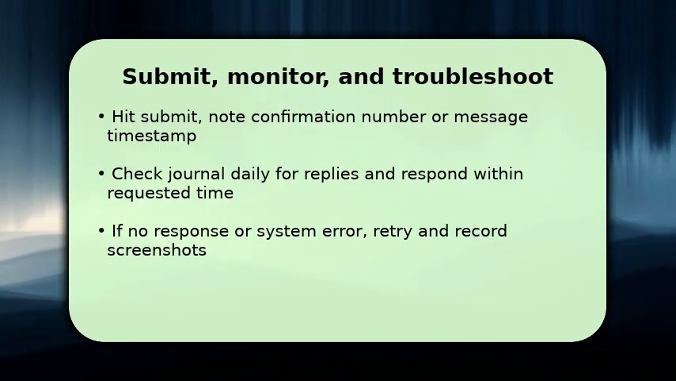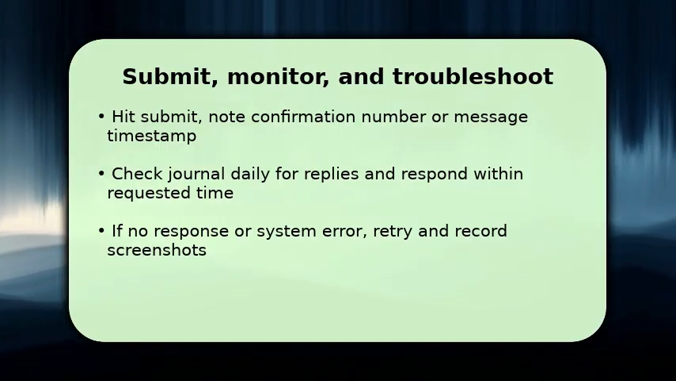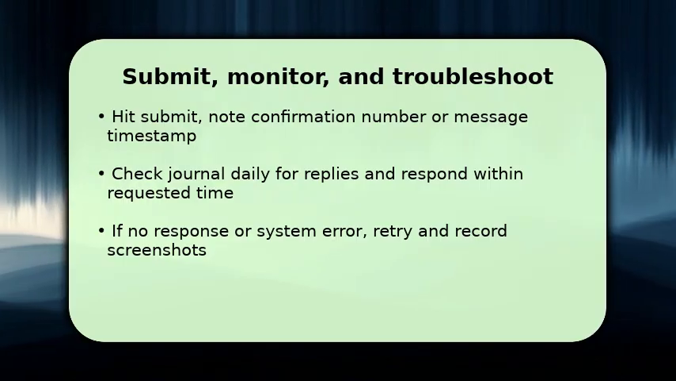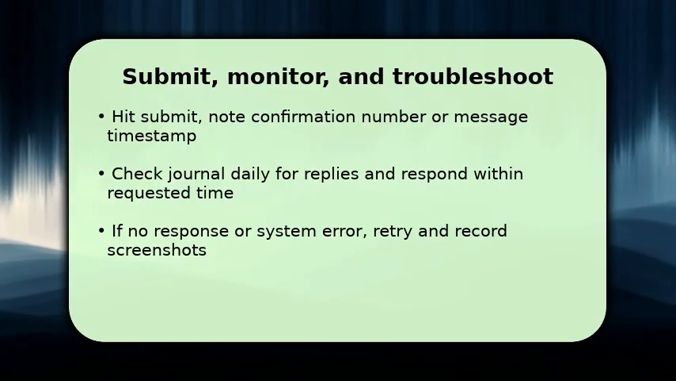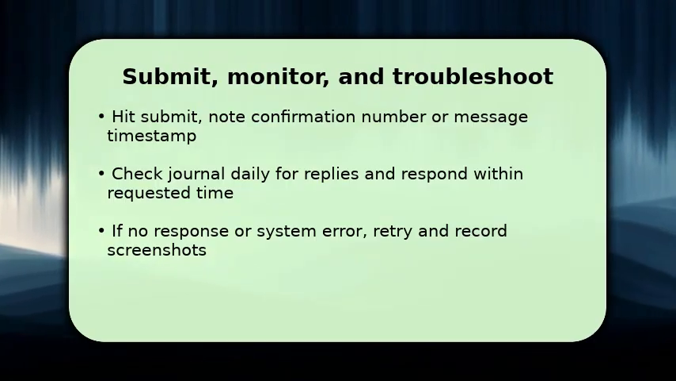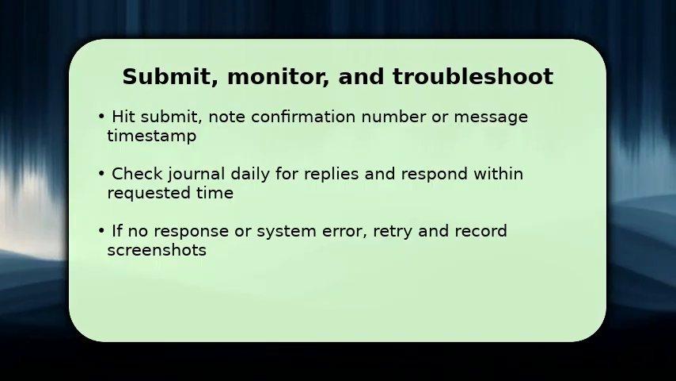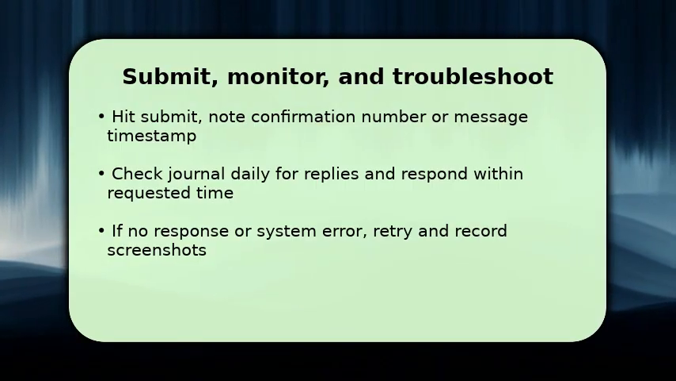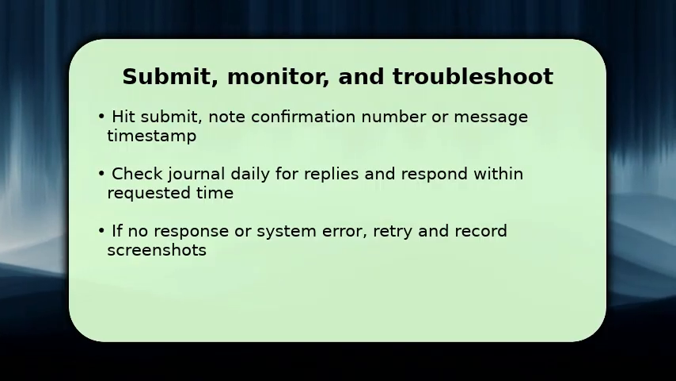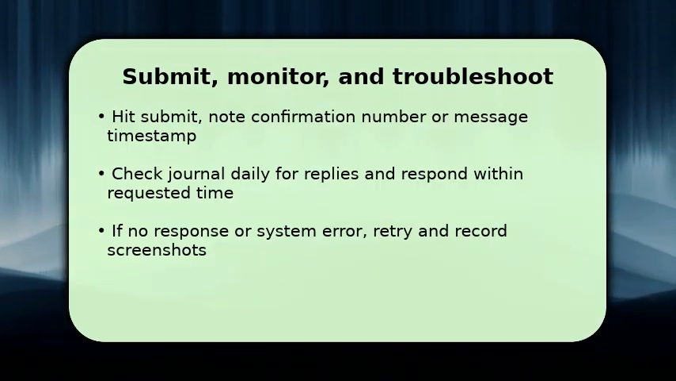Monitor your journal daily. If you get a message, reply promptly with clarifying facts. If a submission fails or the site shows an error, retry after saving a draft and take a screenshot of the issue. That screenshot is your evidence to send later. If problems persist, call the helpline and reference journal timestamps so advisors can reconcile your file quickly.